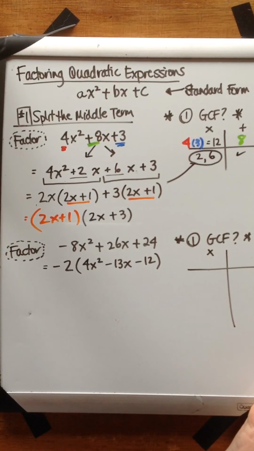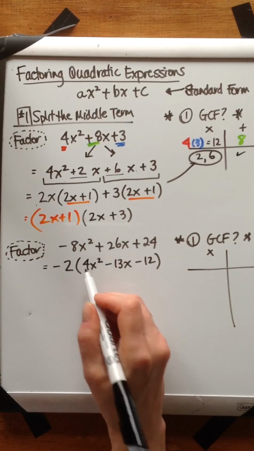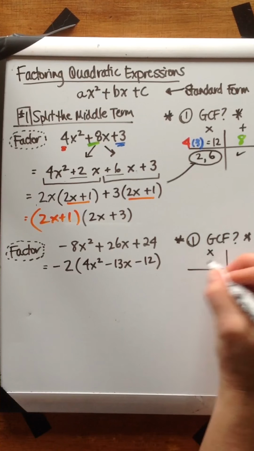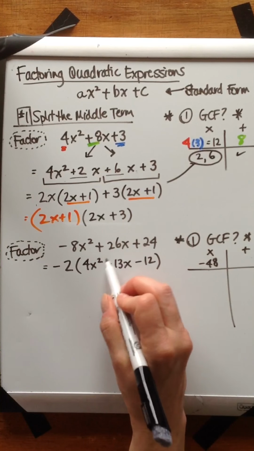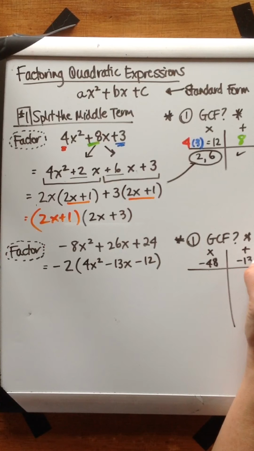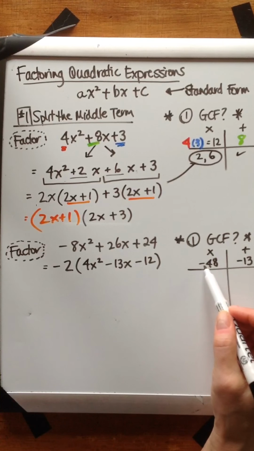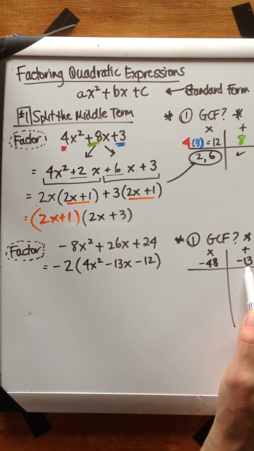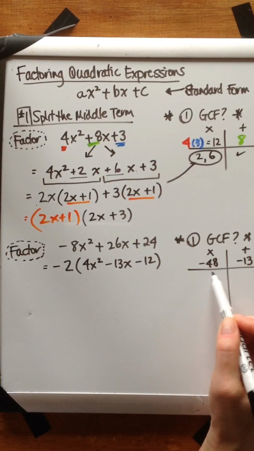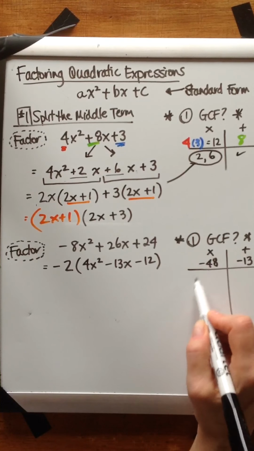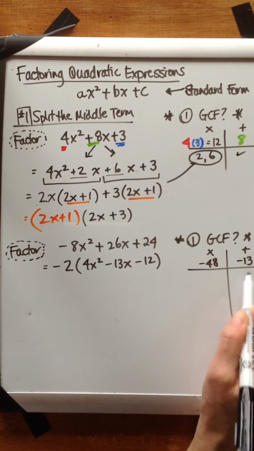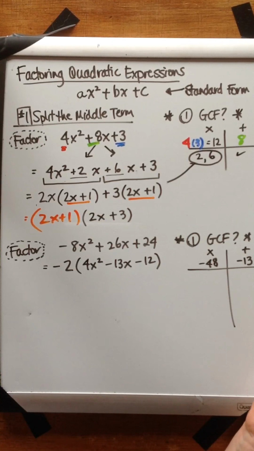So I need 2 numbers that multiply to give a times c, or 4 times negative 12, which is negative 48. And I need 2 numbers that then add to give the b value in here, which is negative 13. So because they multiply to give a negative and they add to give a negative, what do we know about the signs of both terms? Well, one of them's going to have to be negative, one of them's going to have to be positive. And of the 2 terms, the larger one is going to have to be negative, so they add to give a negative number.